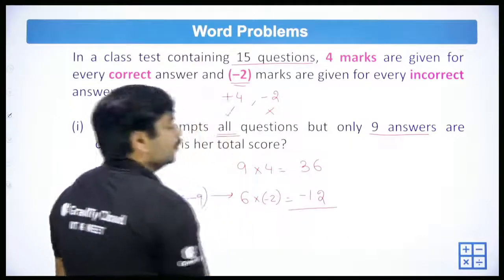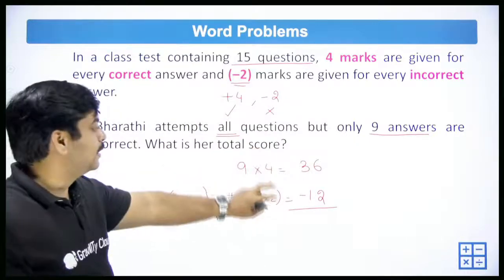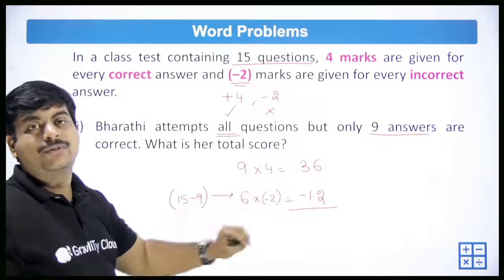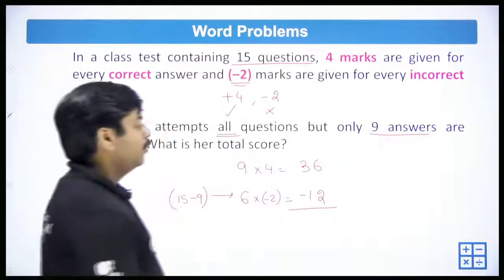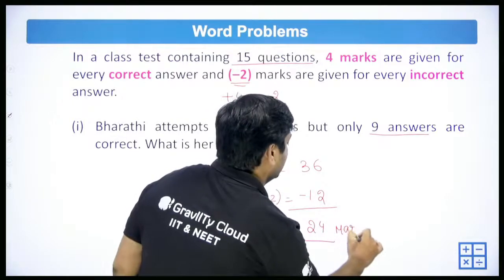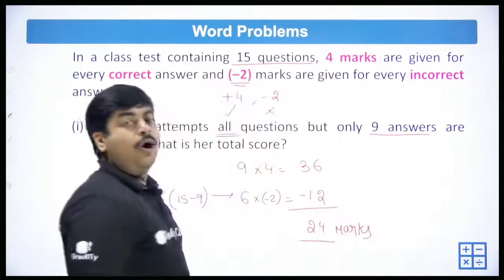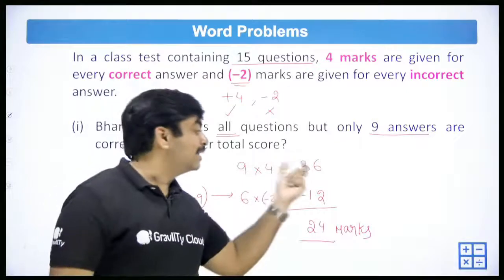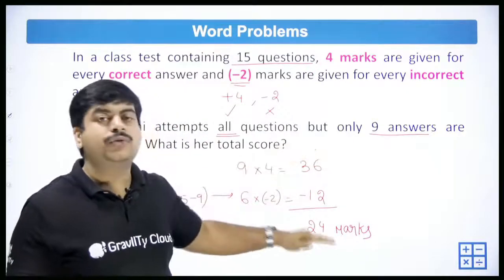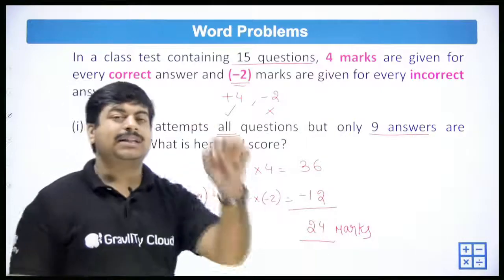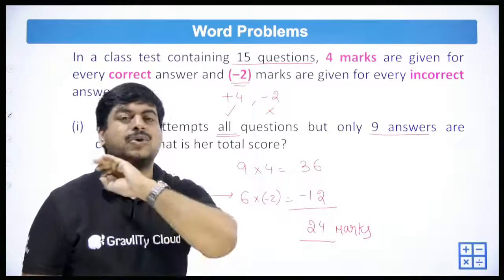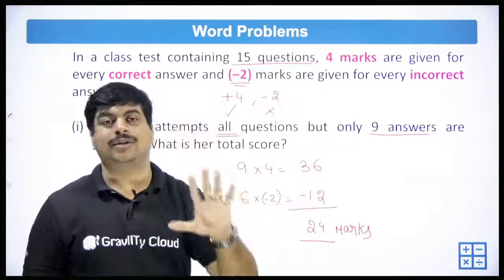So now your final score will be the addition of these two, 36 and minus 12. You'll be having 24. See, 24 marks is her final score. Although she got plus 36, due to the incorrect answers, she has fallen to 24 marks, right? So once again I'm saying, in whichever exam you're having negative marking, please don't attempt the wrong answer which you're not sure of.